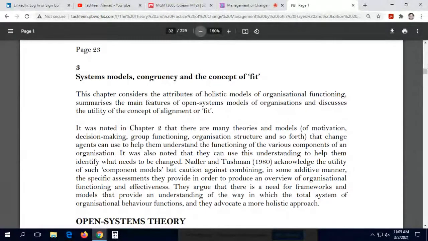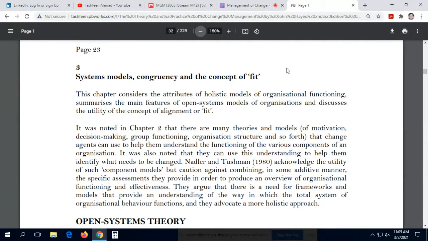Welcome to the session. Today we are going to start chapter number 3, systems model, congruency and concept of fit. We have been talking about the concept of fit earlier also. Fit is very important in change management, be it people. If people fit in the new scheme of things which you want to incorporate in the business, that is very important. In terms of systems, that is very important, and so on.